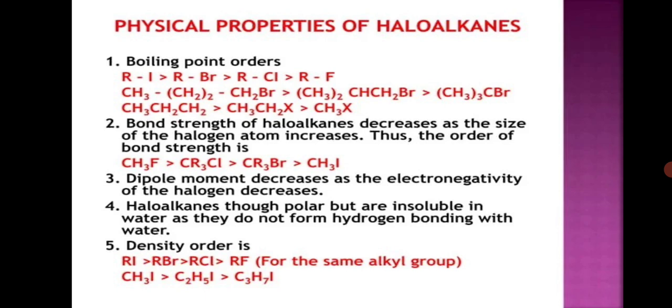Density is more if the carbon chain is less. So number of carbons are less. In this case you can see methyl iodide has greater density than ethyl iodide, than propyl iodide. So the density of the lesser carbon compound has the highest value.